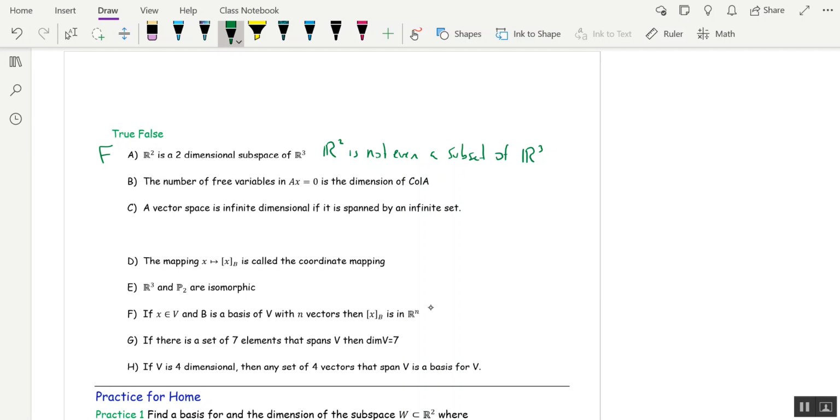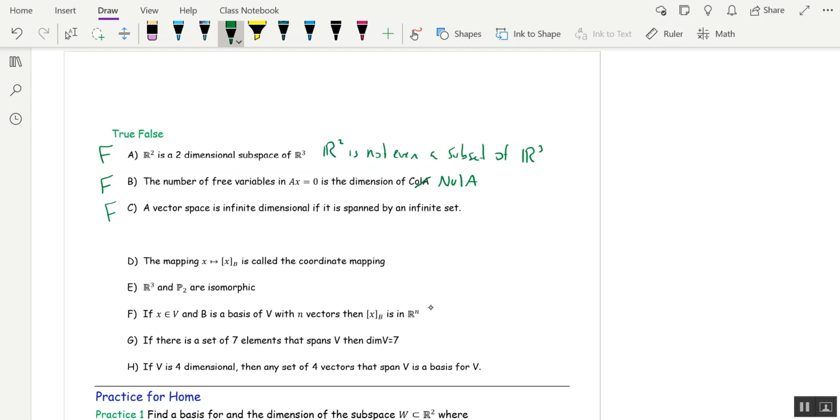The number of free variables in Ax equals 0 is the dimension of col A. That's false. It should be null A. Number of free variables is the dimension of null A. This one's a little tricky. A vector space is infinite dimensional if it is spanned by an infinite set. This is false. A vector space is infinite dimensional if it cannot be spanned by a finite set. That's different than saying it is spanned by an infinite set.